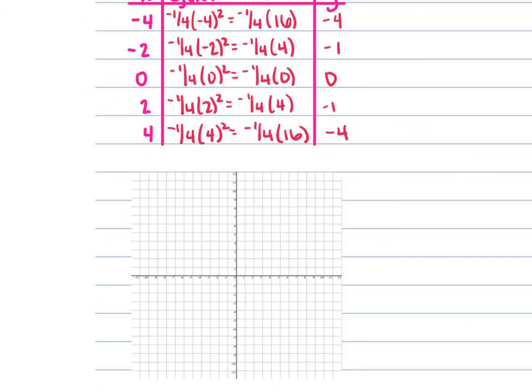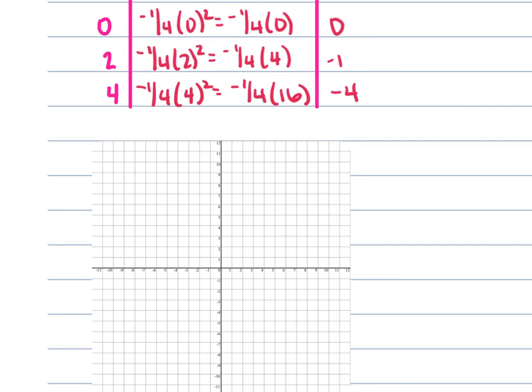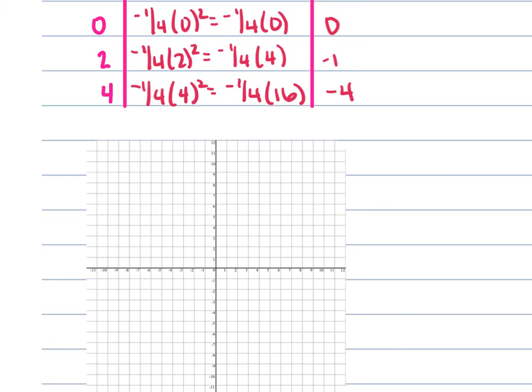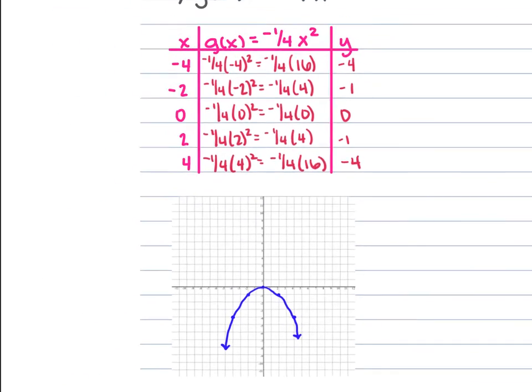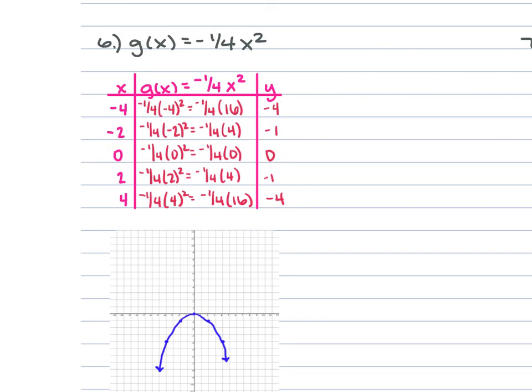So we have negative 4, negative 4. Negative 2, negative 1. 0, 0, 2, negative 1, and 4, negative 4. So our graph should look like this.